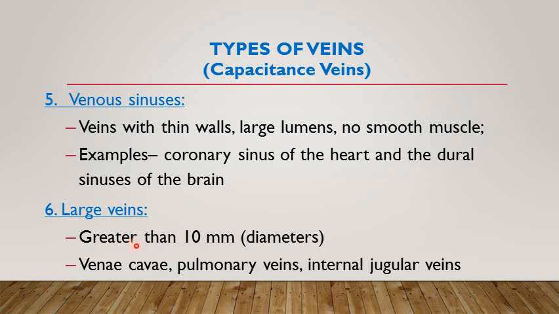The large veins have more diameter, their lumen is wider, and these make up the larger veins in the body, which are the venae cavae, the superior and inferior vena cava, the pulmonary veins, the jugular veins. These are of large caliber, and these are labeled as large veins.